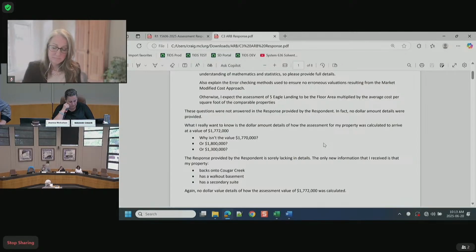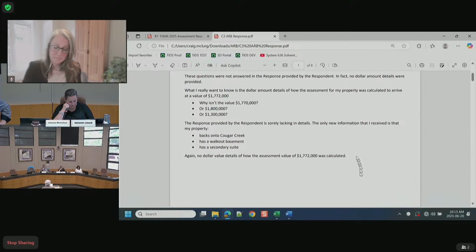The property differences that my property has are it backs onto Cougar Creek, it has a walkout basement, and it has a secondary suite. Great. What is the dollar value of each one of those differences, and how does that relate to my property assessed value?